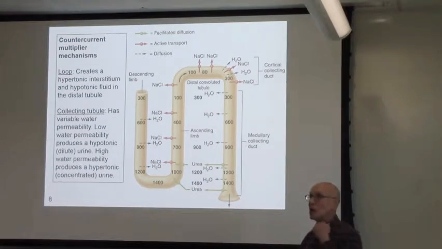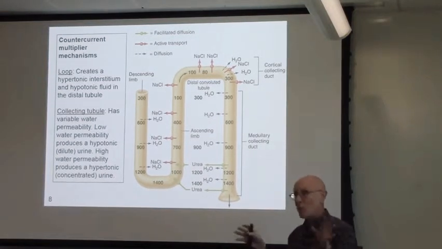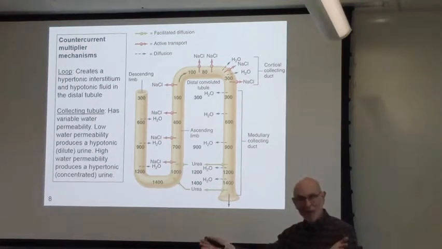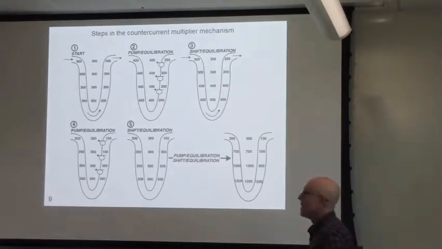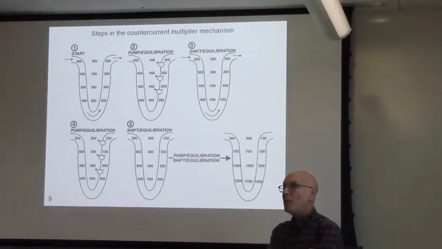Low solute concentration in the peritubular space at the corticomedullary junction, and more concentrated as you go deeper in the medulla. That's what I'm trying to tell you. How do we do that is what's coming next. Okay, yes? So, the further you are in the medulla, the more hypotonic? The deeper you are in the medulla, the more hypertonic you are in the peritubular space.